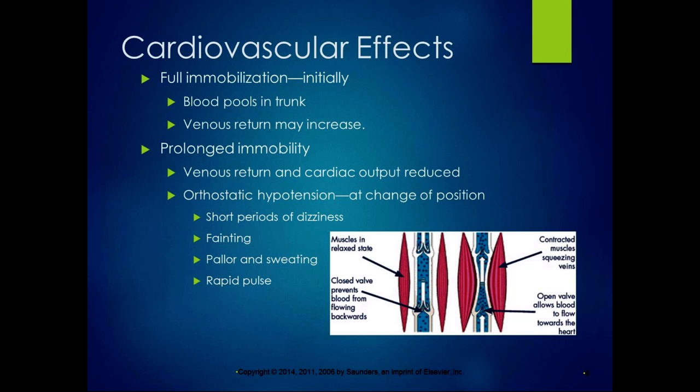So when the muscles are in a relaxed state in the veins in the legs, the closed valve prevents the blood from flowing backwards.